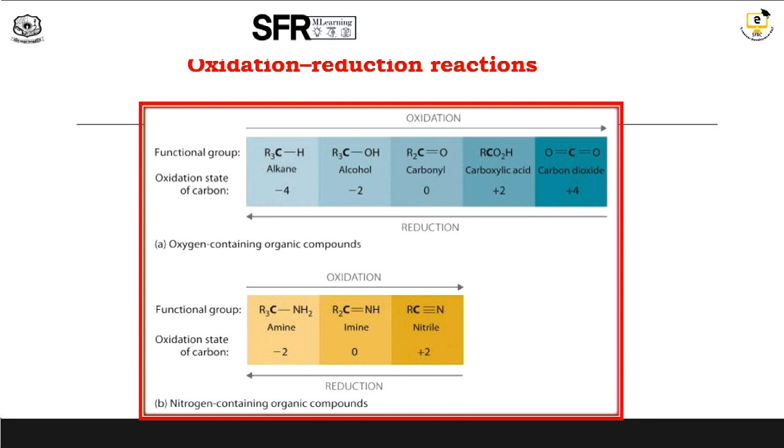So in this module, we have clearly seen what substitution, elimination and addition are, and what oxidation and reduction reactions are. Okay. It's a very simple module, you can watch and learn something.